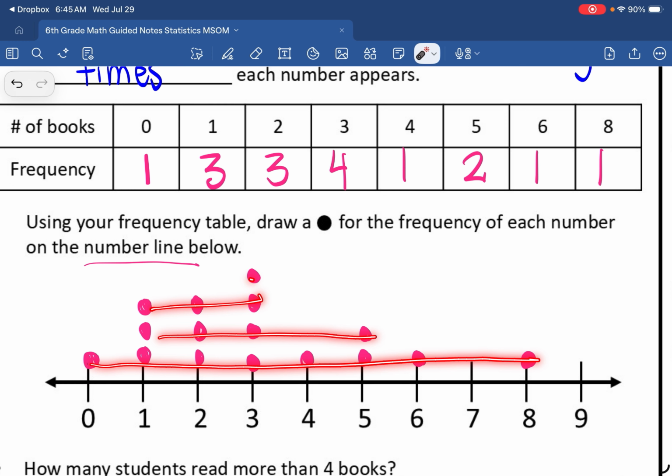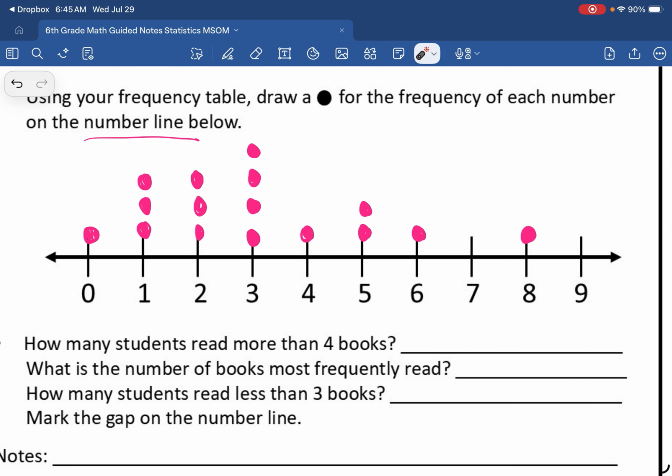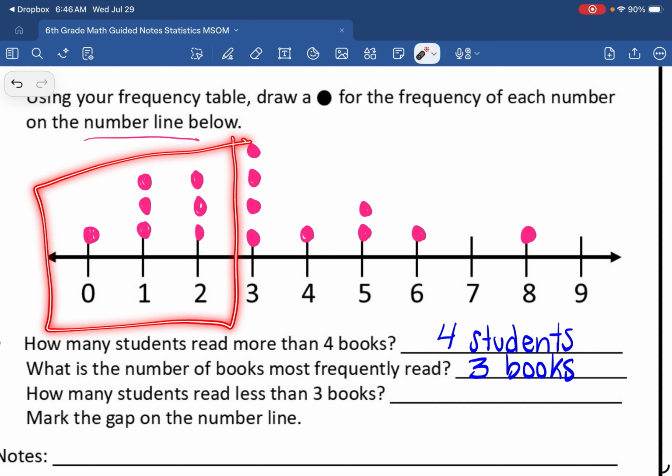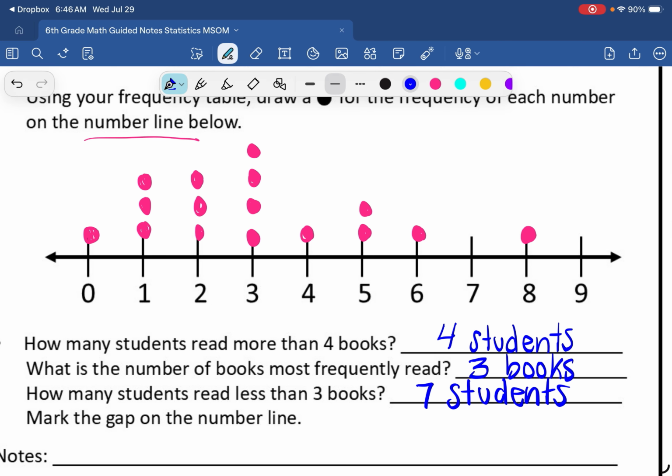That is important. How many students read more than 4 books? So more than 4 would be this right here. So that would be 4. What is the number of books most frequently read? That's going to be my highest tower right there, which is 3. How many students read less than 3 books? So that's going to be right here, and that would be 7. Then it says to mark the gap on the number line. So we're just going to go right here and write gap.